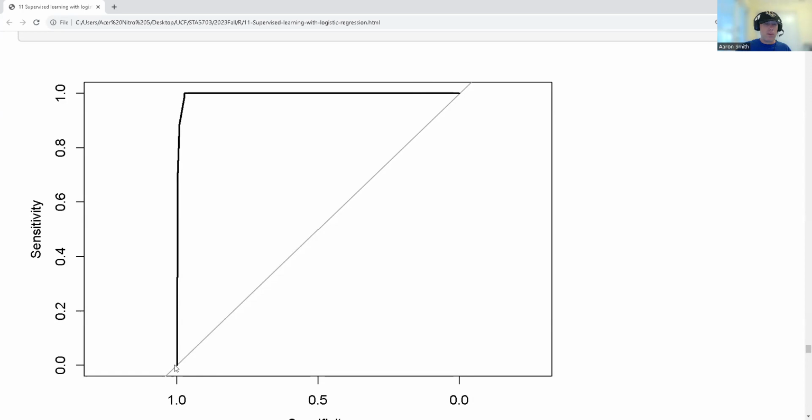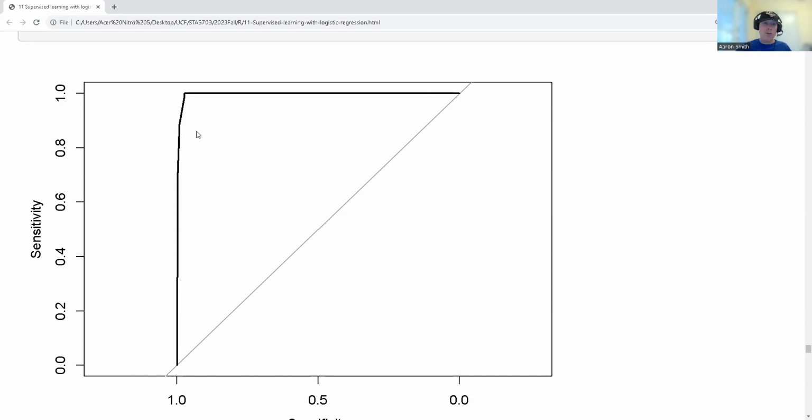Now, the area under the curve is the area. If I look at this curve, I can see that if I go straight down, I've got a polygon, and there's an area to it. And so the best possible model will have an area of 1. The worst possible model will have an area of 0.